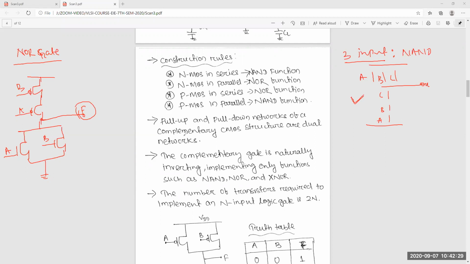So this is very straightforward. This is NAND or NOR, so you can say it's simple, meaning it is either series or parallel. Suppose I give a function, say f is equal to a plus b into c bar. So what will we do?